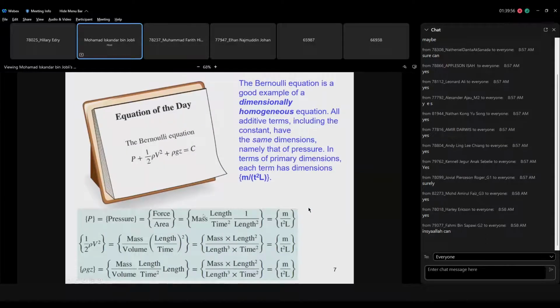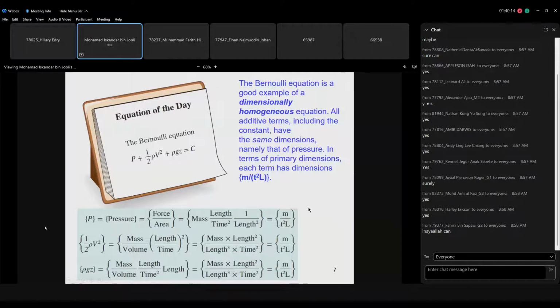So force is mass times length over time square, I think we have defined this, divided by area, which is length square. If you were to calculate this, this is what you'll get in the end: m over time square L.